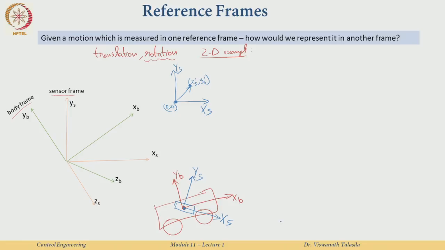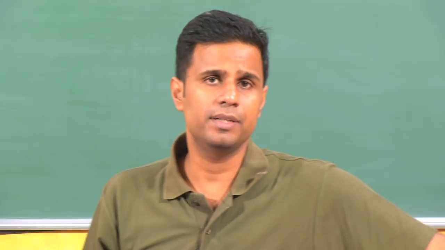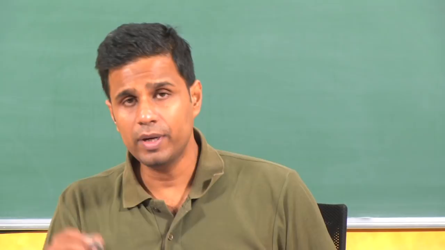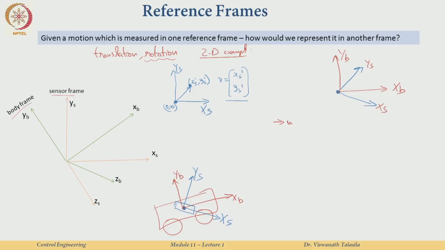I need to now take this vector, which is the sensor measurement XS1 and YS1, and transform this into the body reference frame, because I want to know in my body reference frame what is the measurement which I am seeing. I do not care what is in the sensor reference frame. So, given this, how do I transform it into the body reference frame? Very simple. So, we have the sensor reference frame and then the body reference frame, XB and YB, this is XS, YS.